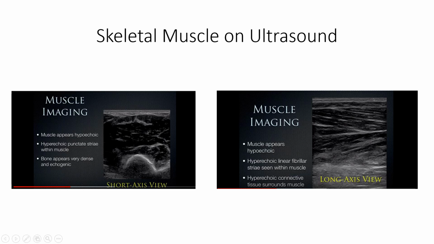You can see that there's not much we can see deep to the bone because of that acoustic shadowing. Now, if we take our beam and insonate the structure parallel to the long axis of the muscle, we can actually appreciate the linear fibrillar striae of the muscle. Here we've got another fascial plane and then more muscle. So trying to match up your appearance of the ultrasound with the expected image is how we're going to start determining normal anatomy with ultrasound.